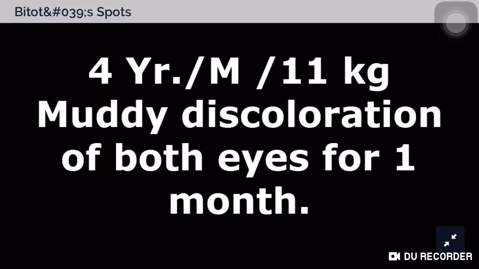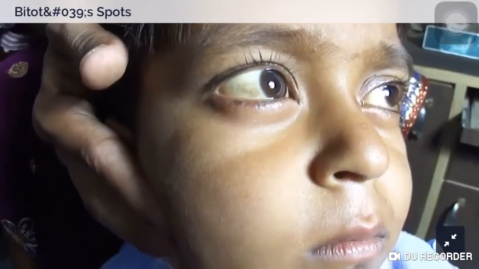Now let's start with our case. A 4-year-old male child weighing 11 kg was brought by parents with complaint of muddy discoloration of both eyes for 1 month.